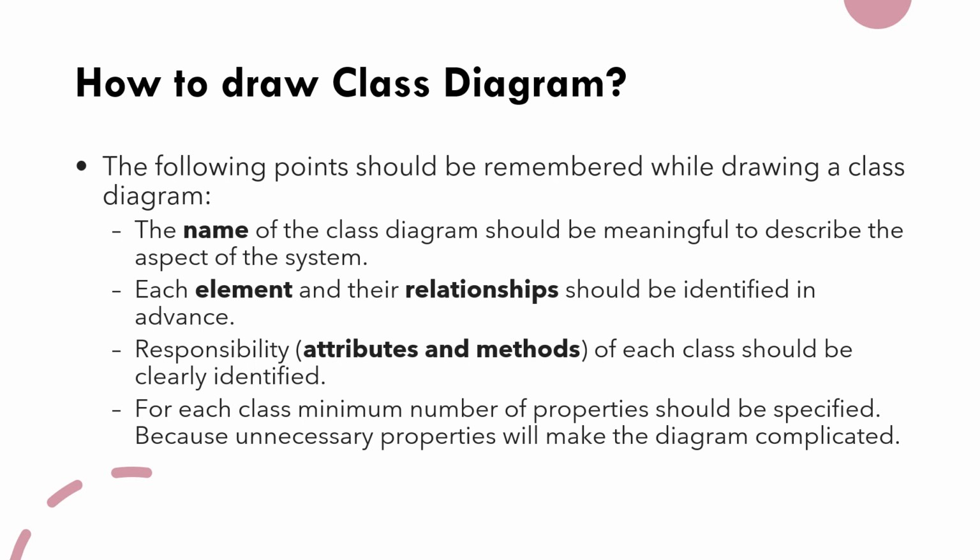What are the important points you need to remember before you draw the class diagram? The first one is that the name of the class should be meaningful. You should decide the name, and the name of the class should represent the object itself. Don't give a name that does not describe the object represented. The name is very important and must represent the object. Each element and their relationships should be identified in advance.